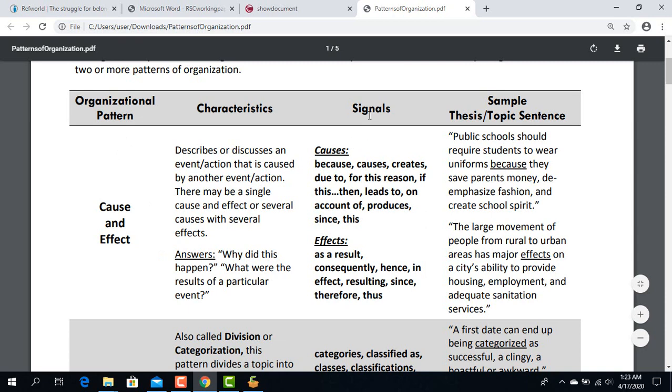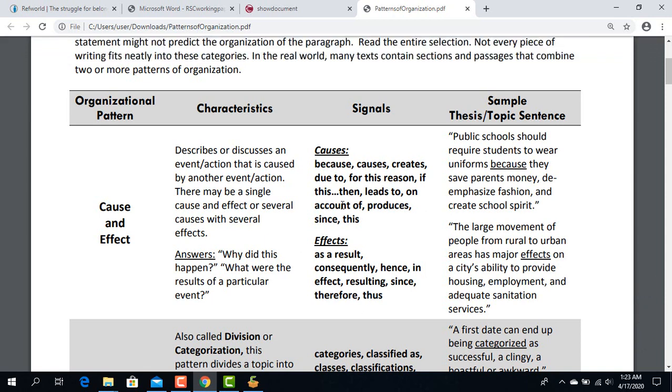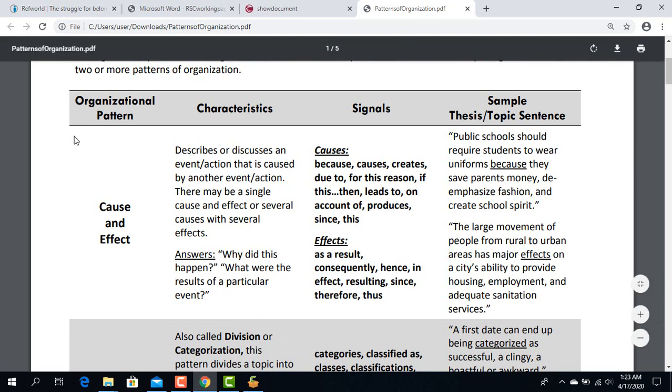Now, what are the clue words that usually help us figure out this pattern? We have because, causes, for this reason, due to, produces, since, as a result, consequently, hence, etc. Therefore, thus. So all of these words, and as you know, most of them are transitional signals. All of these signals and clues usually help us figure out the pattern that we're going to have in the paragraph. Now, let me give you an example here.